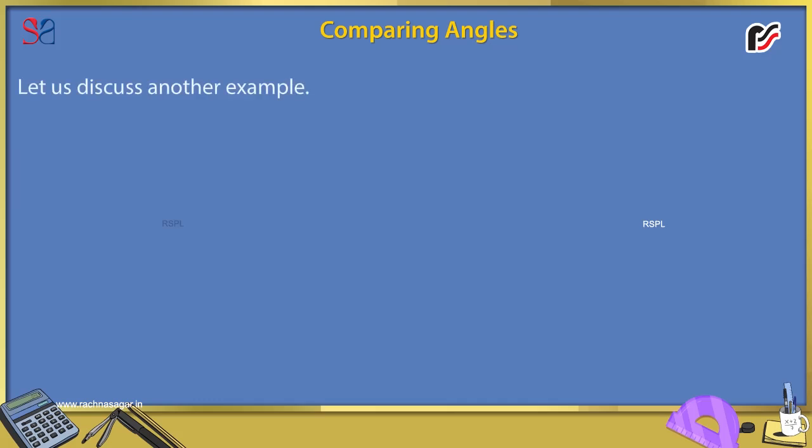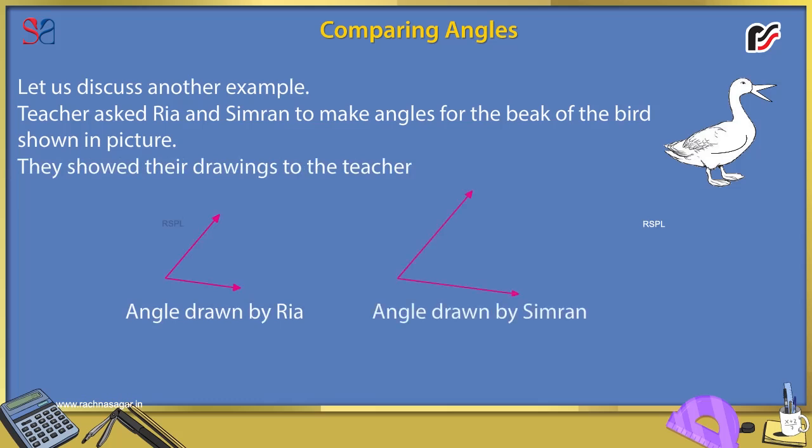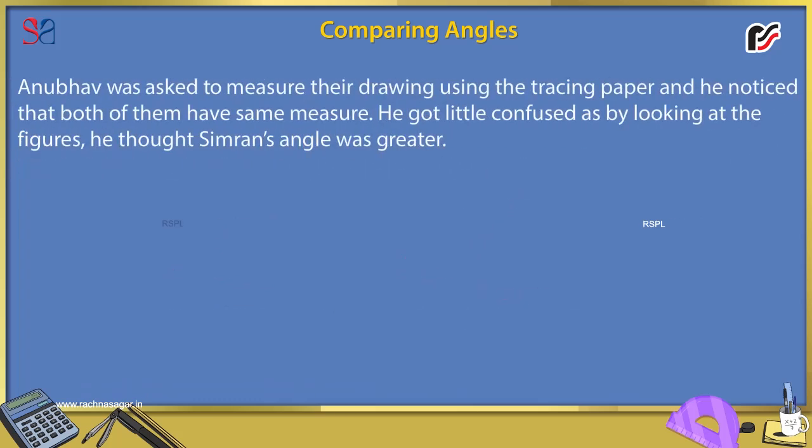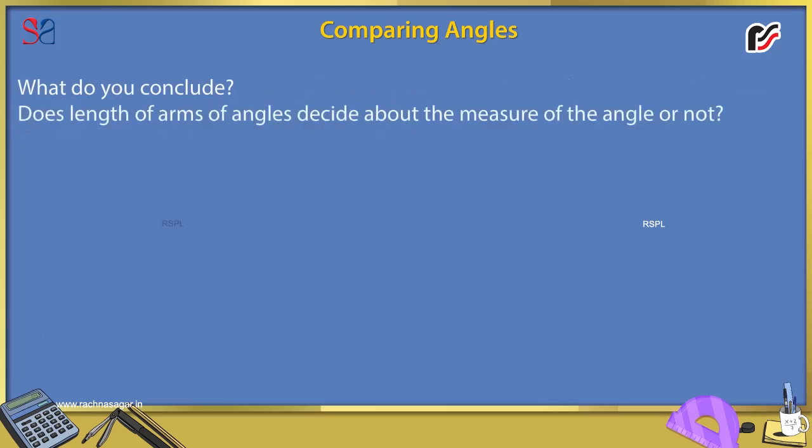Let us discuss another example. Teacher asked Ria and Simran to make angles for the beak of the bird shown in the picture. They showed their drawings to the teacher. Angle drawn by Ria. Angle drawn by Simran. Anubhav was asked to measure their drawing using the tracing paper and he noticed that both of them have the same measure. He got a little confused as by looking at the figures he thought Simran's angle was greater. What do you conclude? Does length of arms of angles decide about the measure of the angle or not?